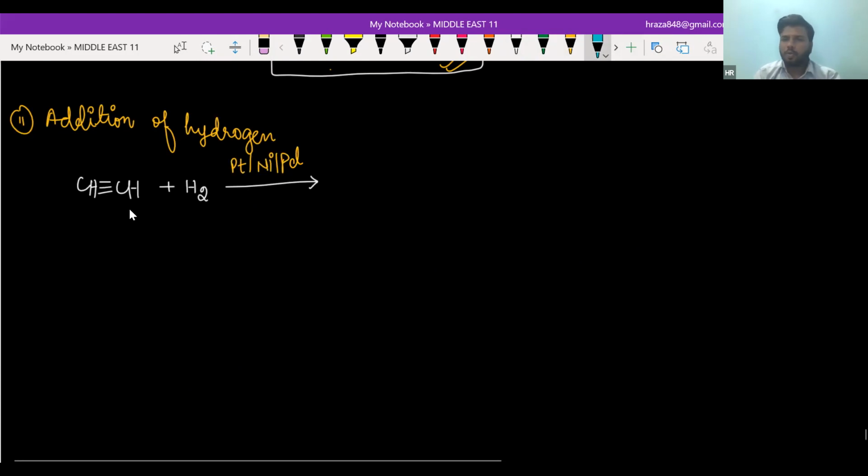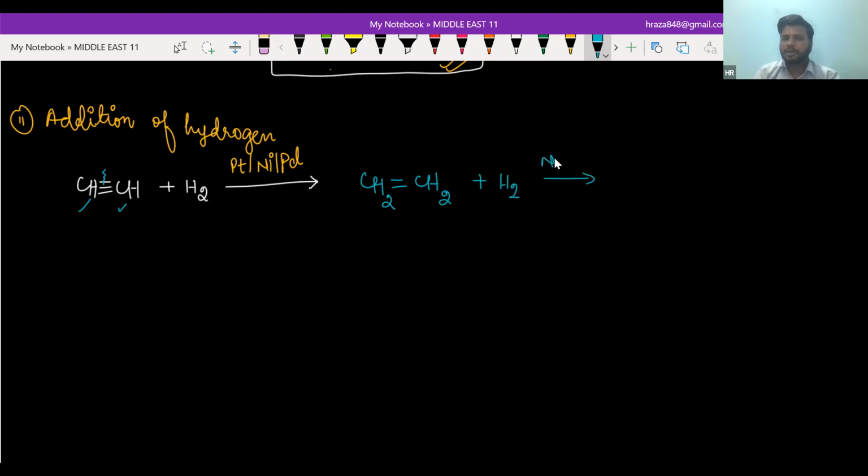To add two hydrogen in this alkyne, we need to break one of the bond. So it will be CH double bond CH, and one hydrogen will go to this carbon and one of the hydrogen will go to this carbon. So it will be CH2CH2. Again, we are going to add H2 in the presence of nickel, palladium and platinum. So again, one of the bond will be broken and it will be like this. So addition of hydrogen in alkyne leads to the formation of alkane.